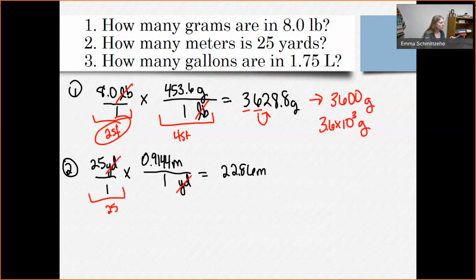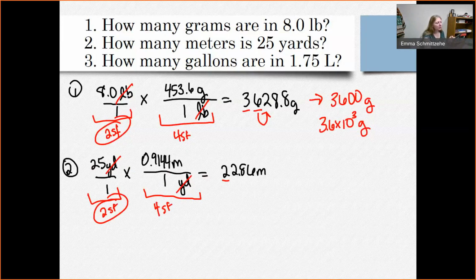25. Oh, no, sorry. 25 is 2 sig figs, right? Here we go. 2 sig figs. And then this, since it's between English and metric, I'll assume that's not exact. It's not. It's 4 sig figs. Okay, so the 2 sig figs is going to win out here again.